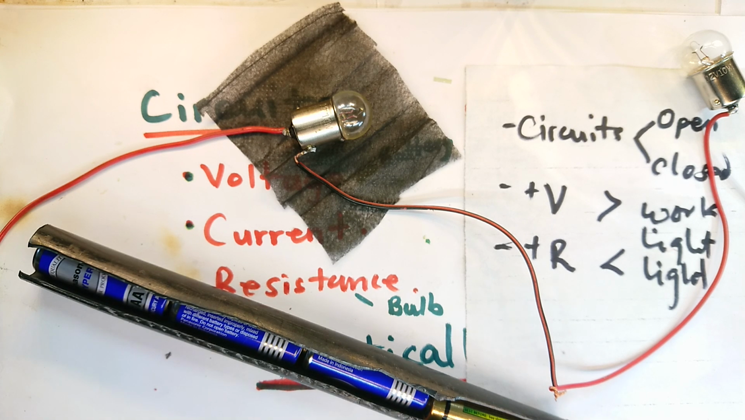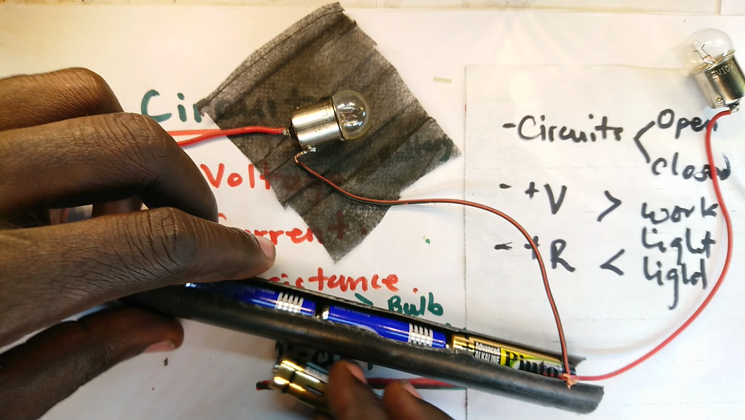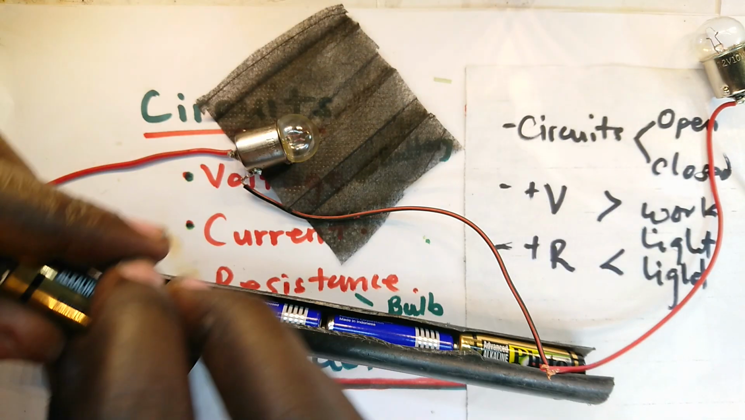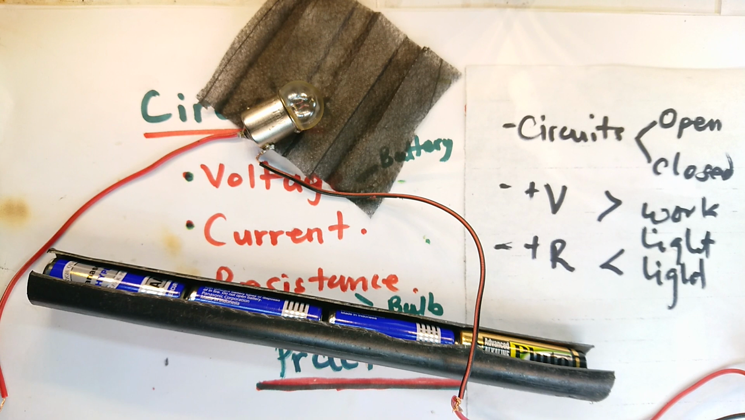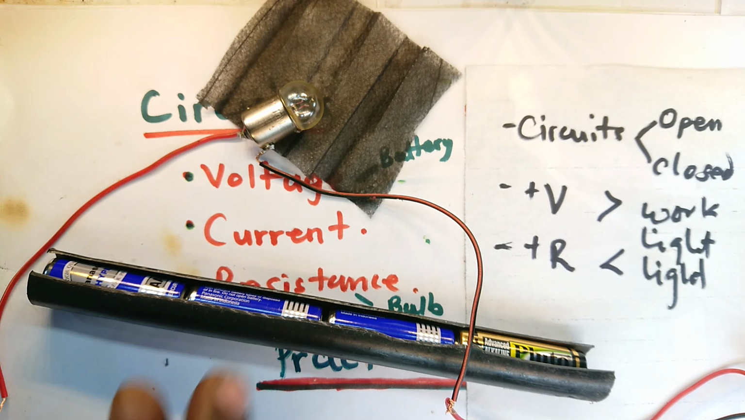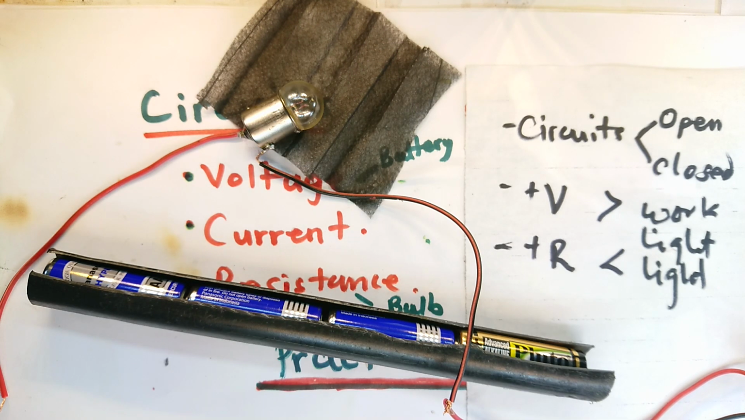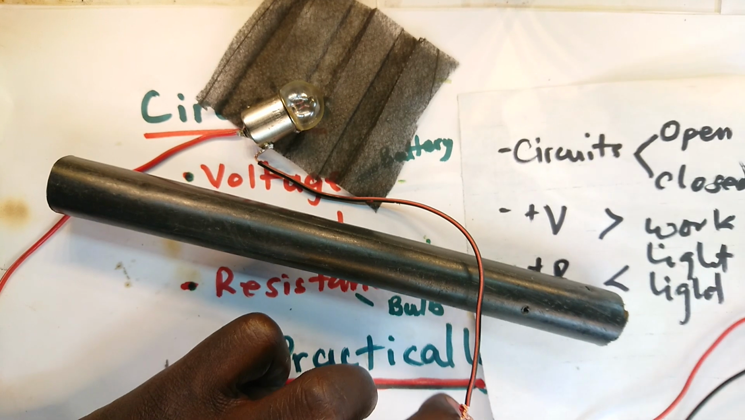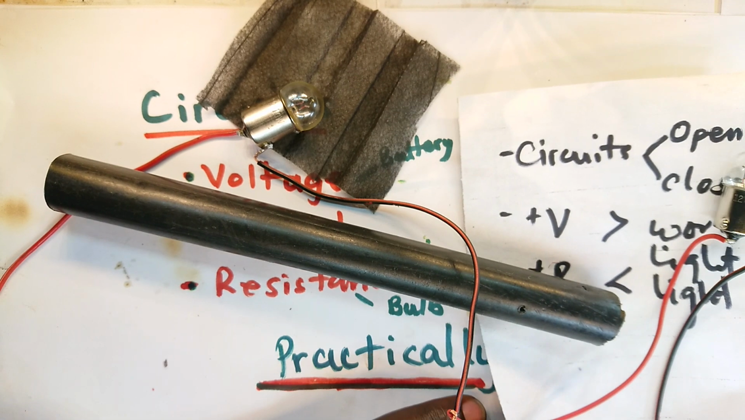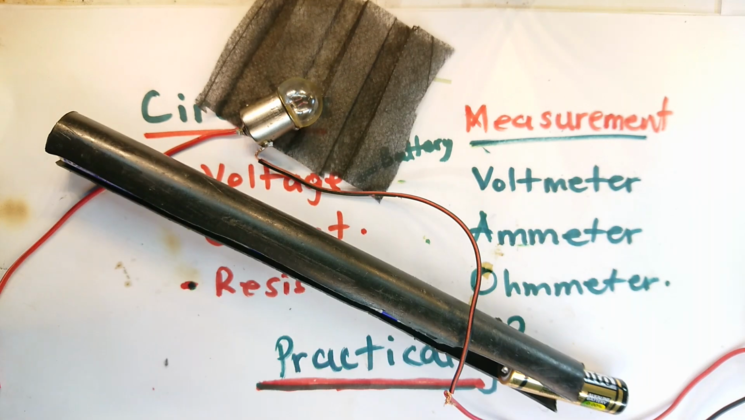Now, what do we do? The next thing is I want to show you how to measure those items: voltage, current, and resistance. So I am going to use a voltmeter to measure voltage, and an ammeter to measure current, and an ohmmeter to measure resistance.